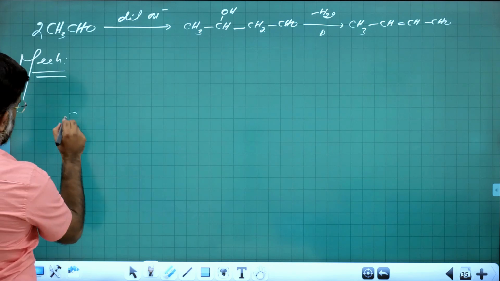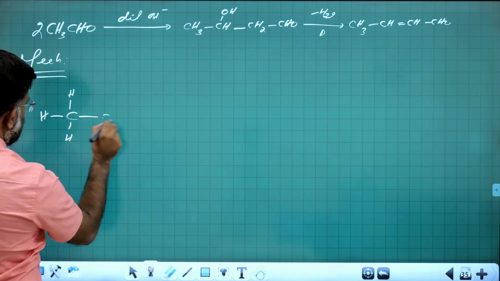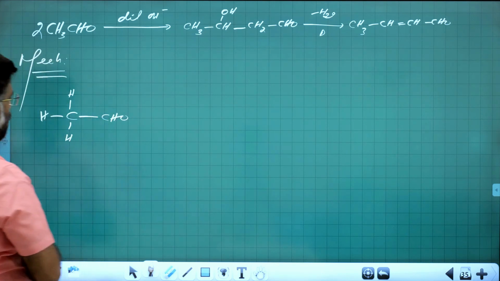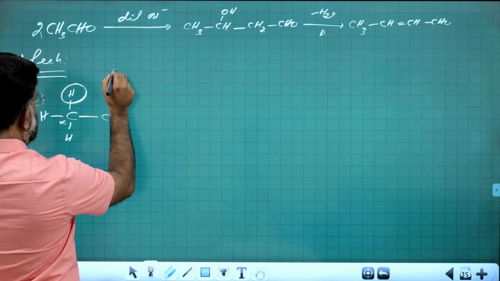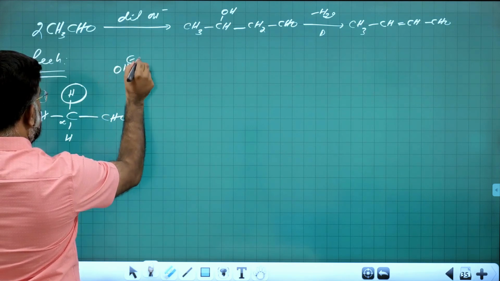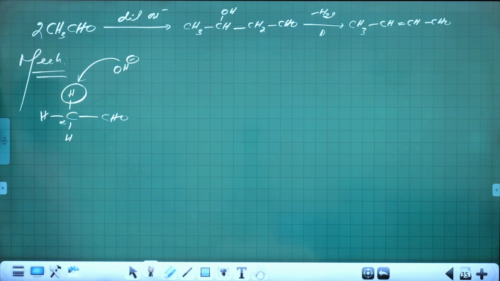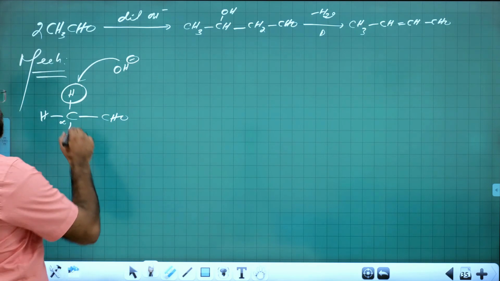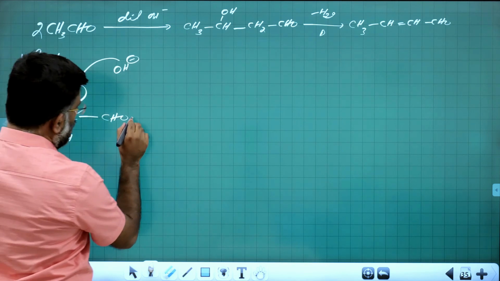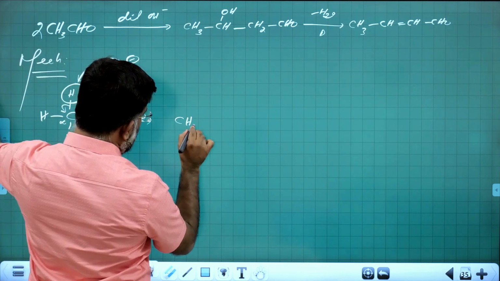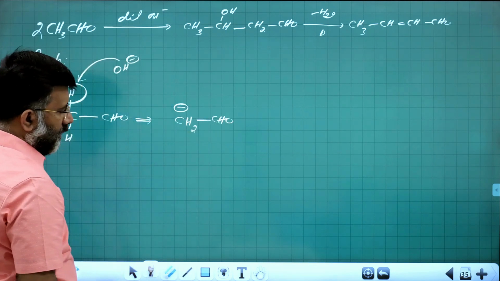See, let's start with molecule number 1, which has an alpha hydrogen like this. As already commented, this is the alpha carbon, this is the alpha hydrogen. Alpha hydrogen is acidic in nature. Quite naturally, it will be attacked by a base. So the bond pair electrons between carbon and hydrogen will be shifted to carbon, and thereby you get a carbanion, CH2CHO.